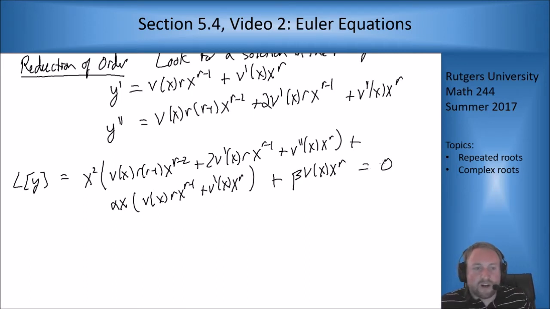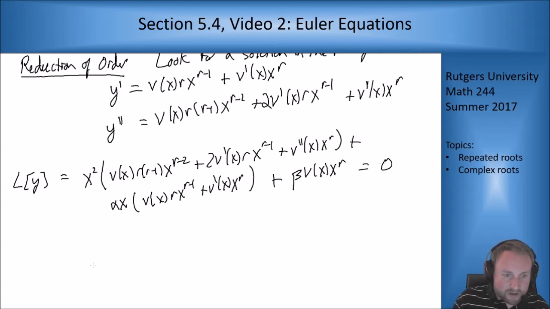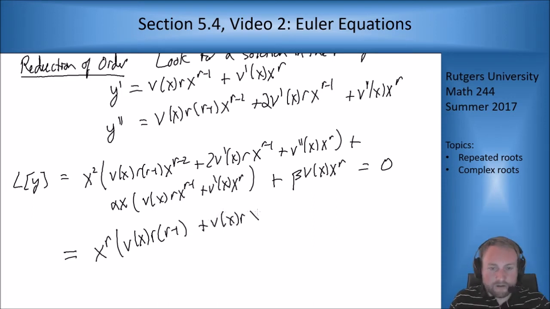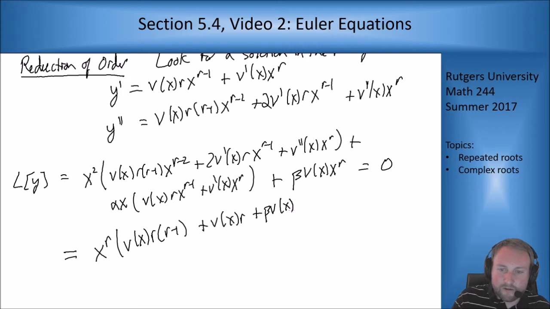Now what I want to do is group all the terms with the same power of x together. So let's start with x to the r. What do I have on that? Well, the first term has an x to the r minus 2 times x squared, so that goes here: v of x times r minus 1. In the next term, my first one also goes here, plus v of x times r, because the x is already accounted for. And then my last term goes here, plus beta v of x.